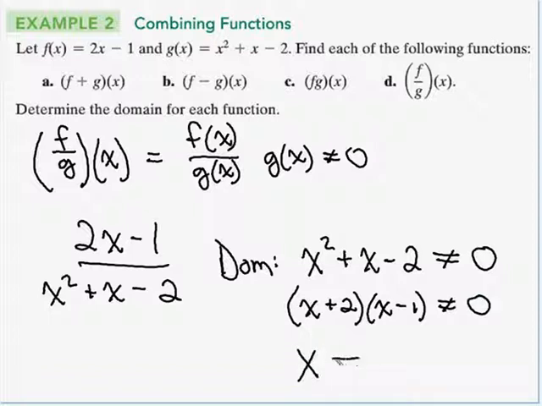So x cannot equal, this will turn into a negative 2. And x minus 1, add 1 to both sides, that'll be a positive 1. So there's our domain. x cannot equal those two naughty numbers because either one of those numbers would zero out our denominator.